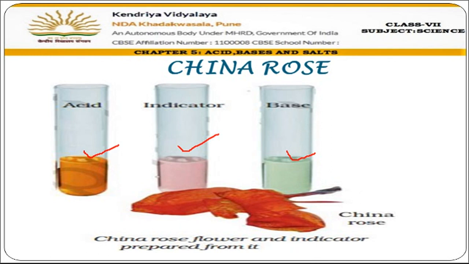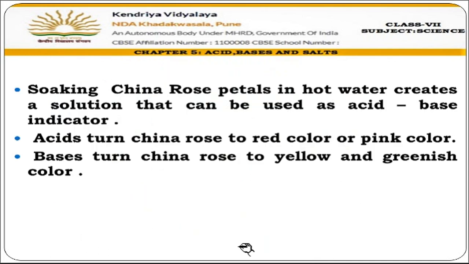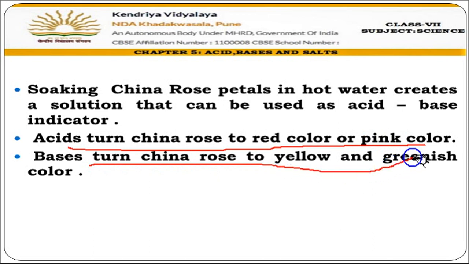Okay, now the next one. This is the theory of it: China rose is soaked in hot water, it creates a solution, and that can be used as an indicator. Fine. Now acids turn China rose to red color or pink, and bases turn China rose to light yellow and green color. Okay.